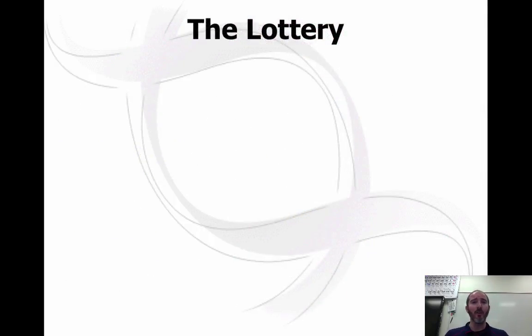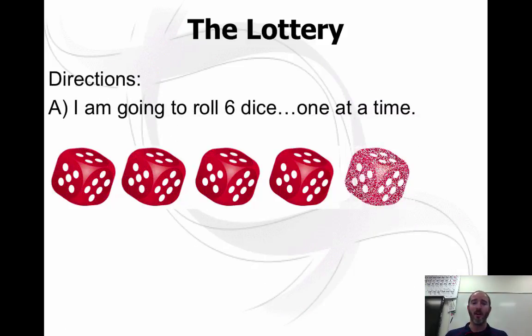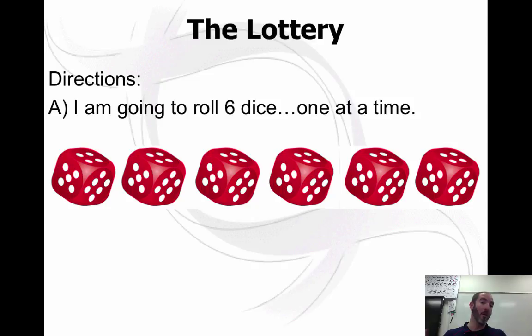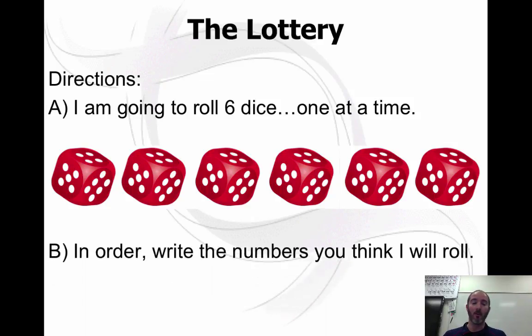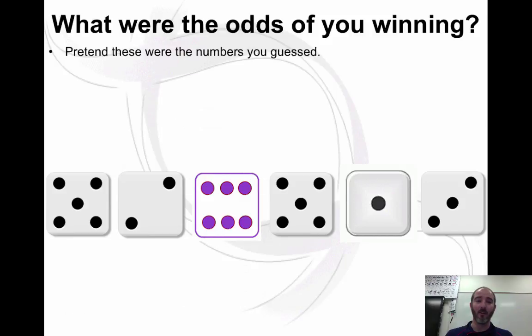All right, so let's consider a lottery scenario, right? Say I'm going to roll 6 dice, and I'm going to roll them one at a time. And what I'd like you to do is write down in order the numbers you think that I will roll from the first dice through the 6th dice. So take a moment, write those down. Okay, so let's say that these are the numbers that you have selected, all right?